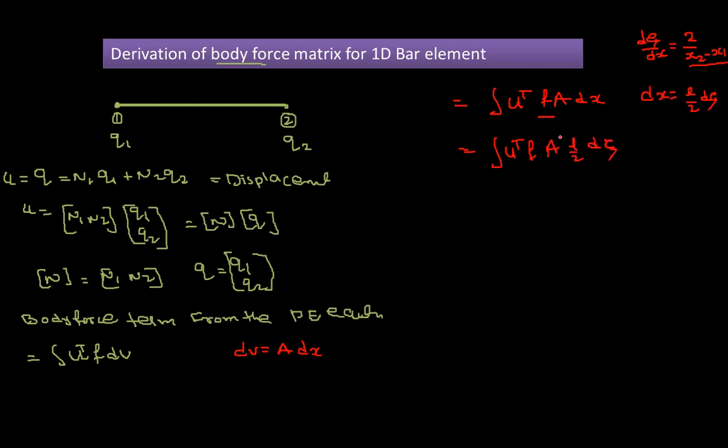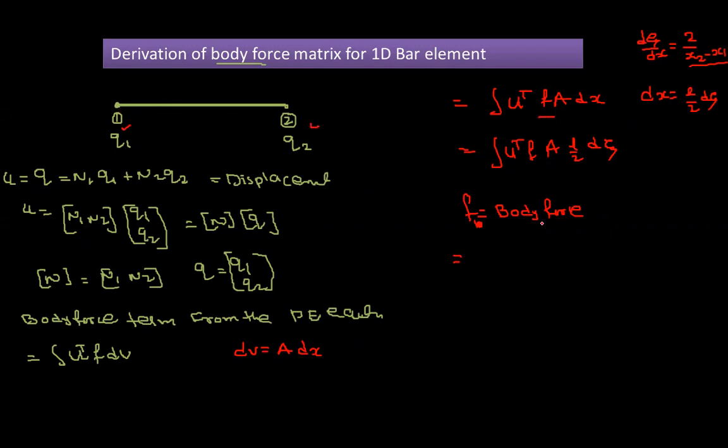Here the small f we call the body force in a given one-dimensional problem, or sometimes it is F suffix b, both are called the body force. So now let us try to define the body force matrix for an element having nodal numbers 1, 2.